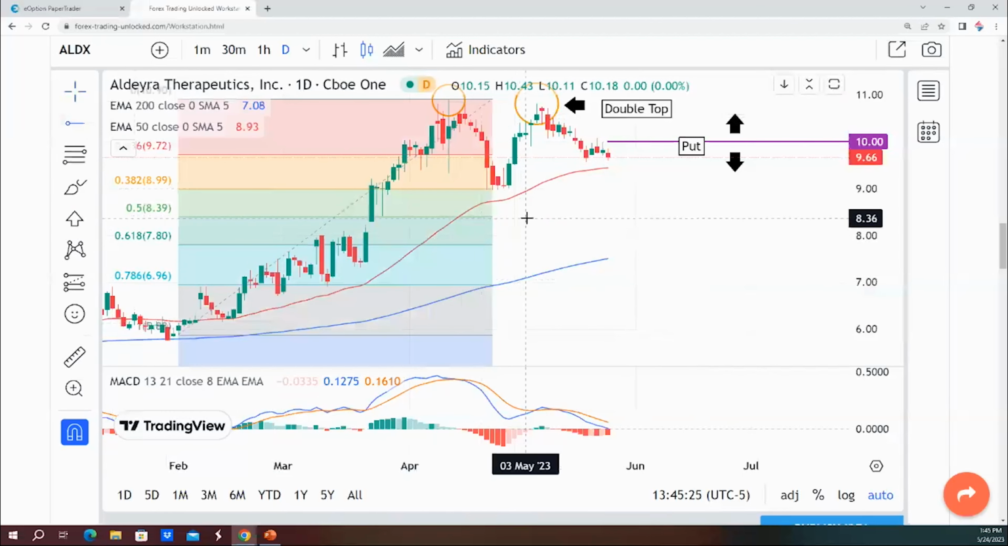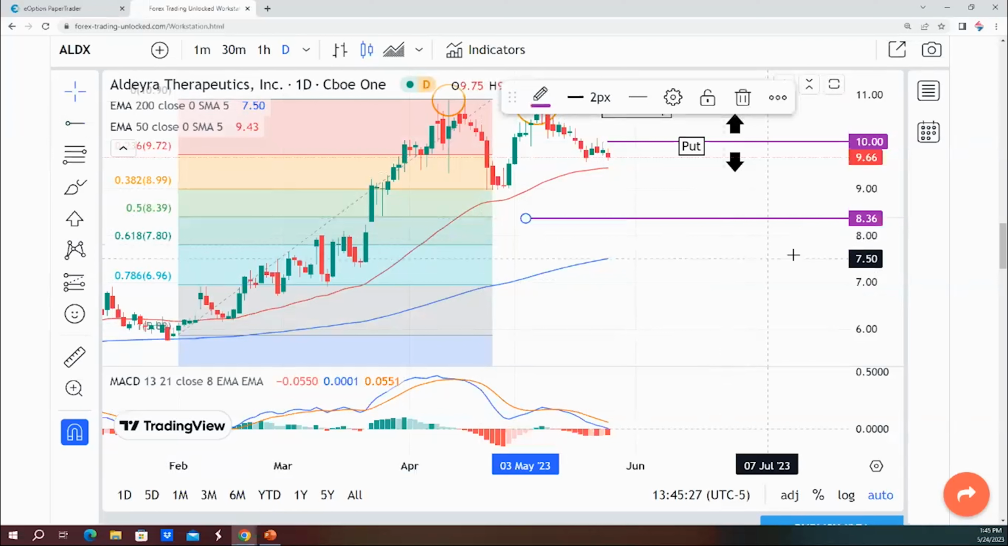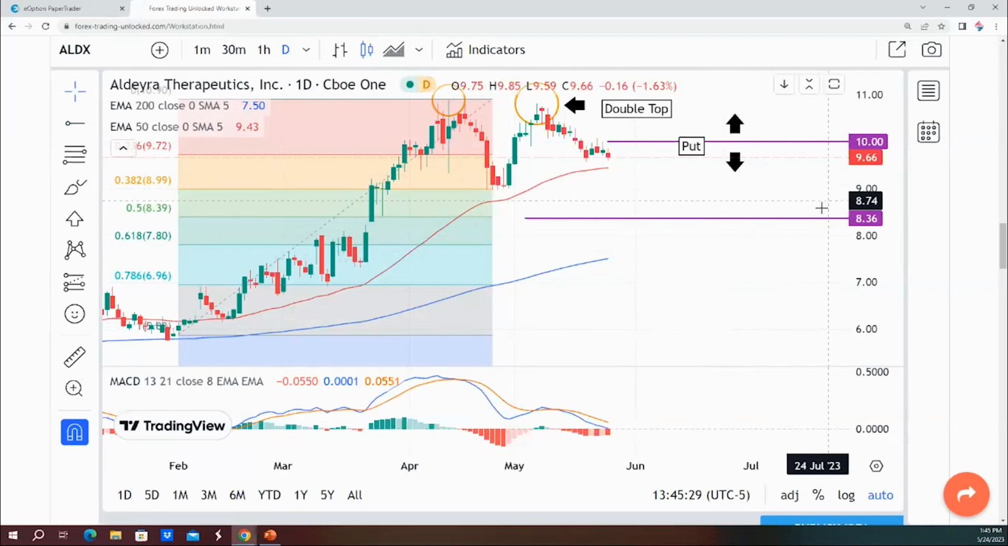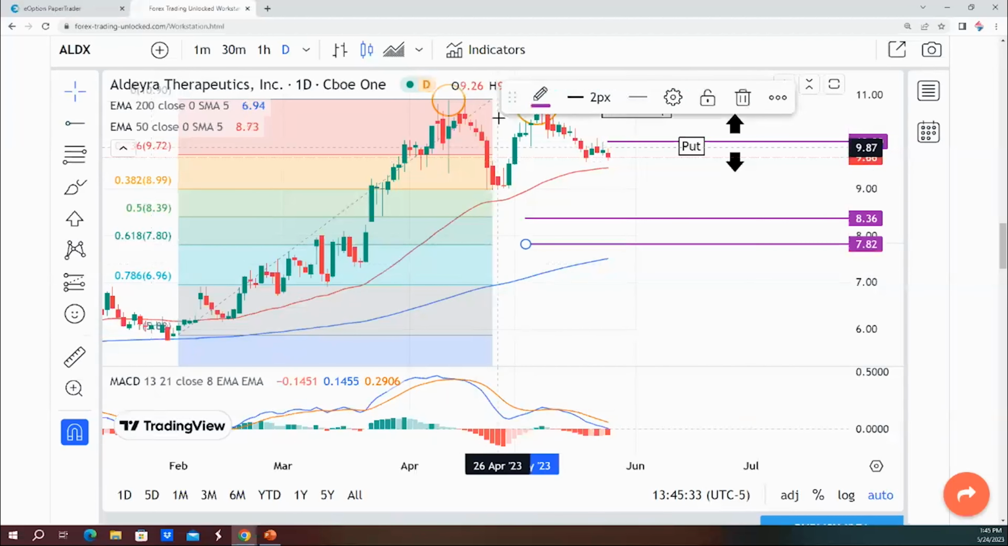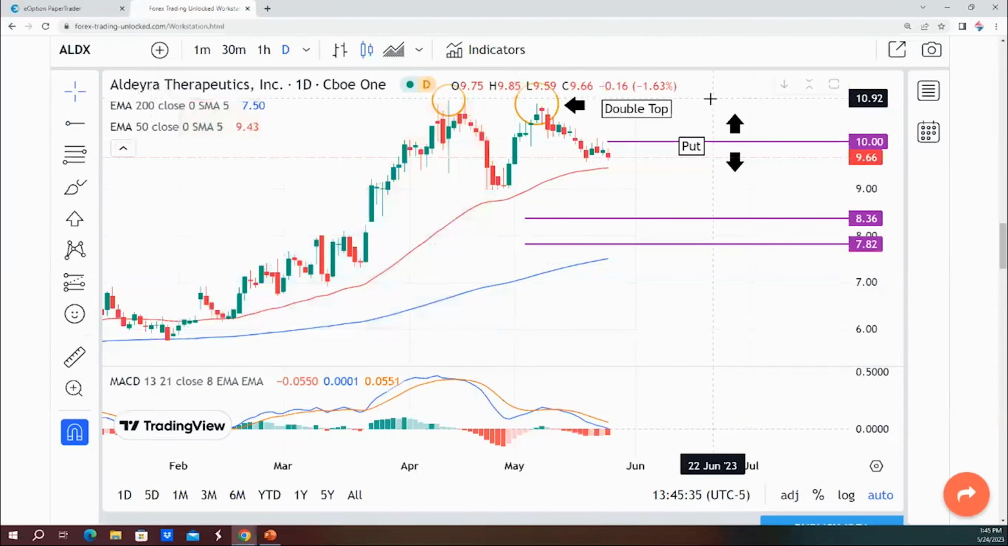So let's just say we get to 50%. We still have a good chance of getting down another $1.30 to somewhere in this range here. So let's say we get the 50% correction. We're down in this range between 8.30 and 7.82.